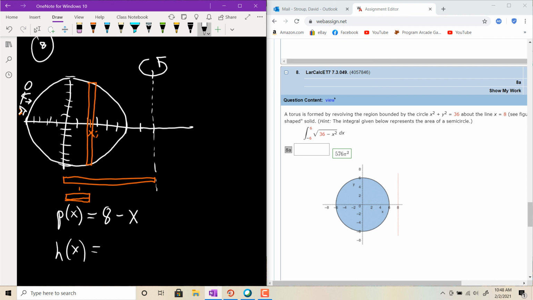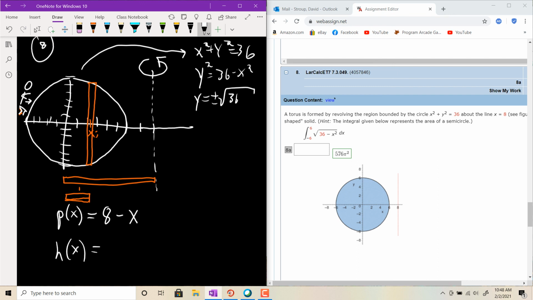So the formula for this circle is what? It was x squared plus y squared equals 36. I need a formula in terms of x, so I can solve this for y. In other words, you get y squared equals 36 minus x squared, take the square root on both sides, y equals plus or minus the square root of 36 minus x squared.